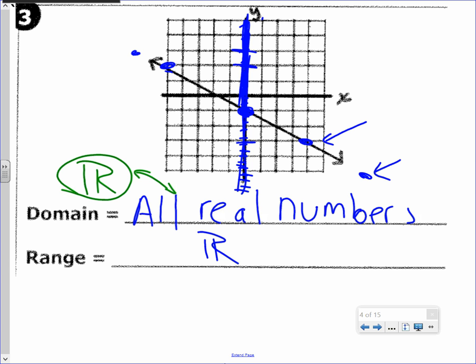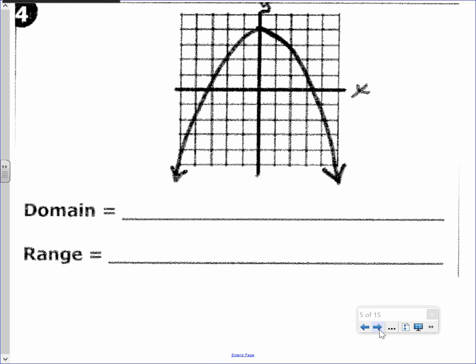Let's go to example 4, unless there's any questions. Let's find the domain and range of this puppy. Okay. It's a function, totally, because it passes the vertical line test. If I draw a bunch of vertical lines, it only crosses once.